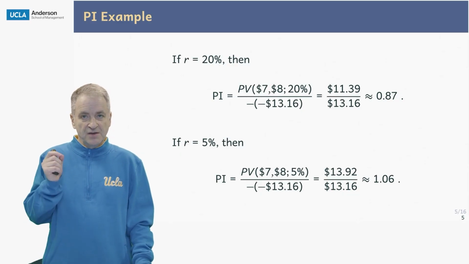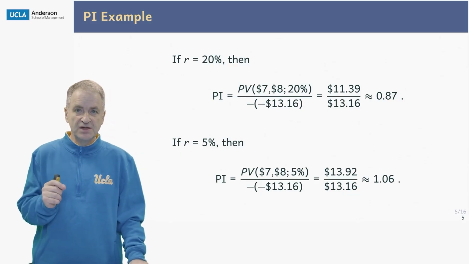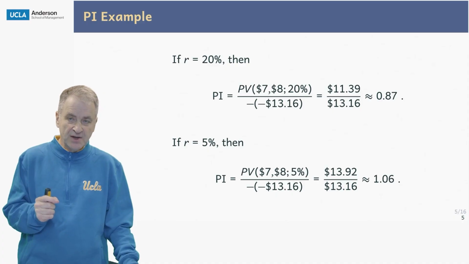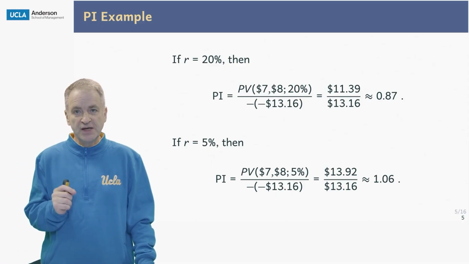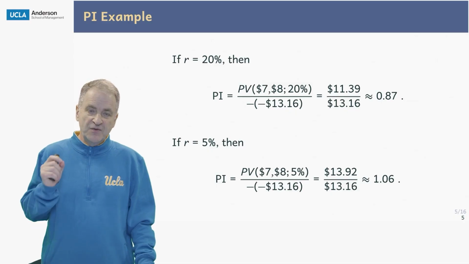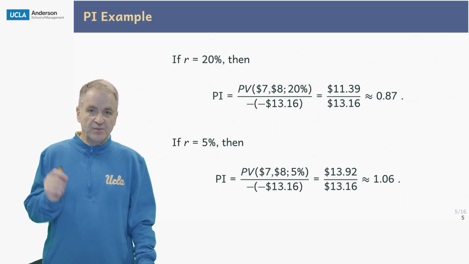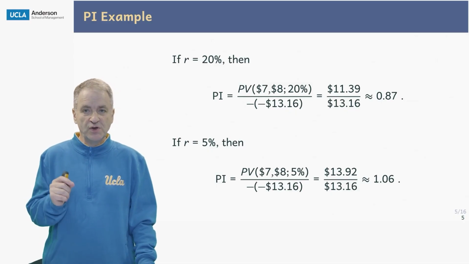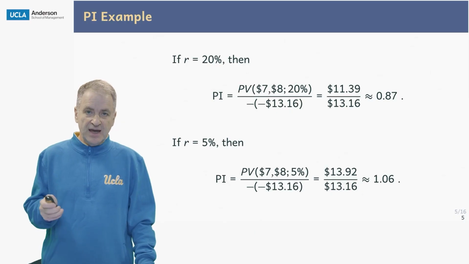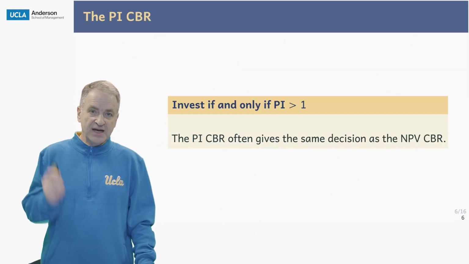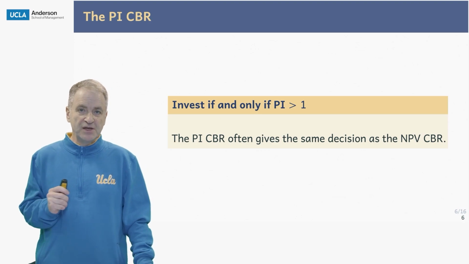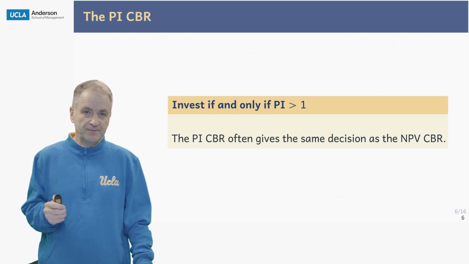comes out to be $11.39. The cost of the project is $13.16, which means that I've got a profitability index of 0.87. If R is 5%, then the profitability index is 1.06. And the capital budgeting rule based on this is: take the project if the profitability index is greater than 1.